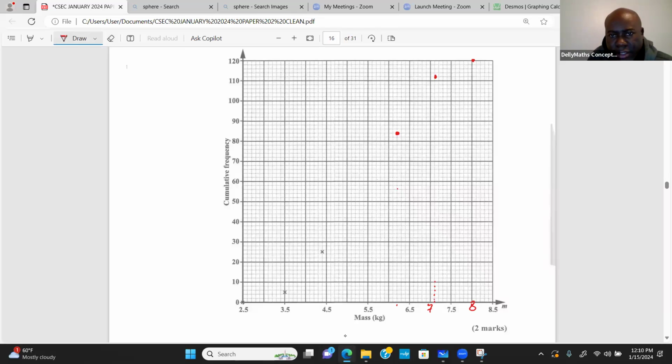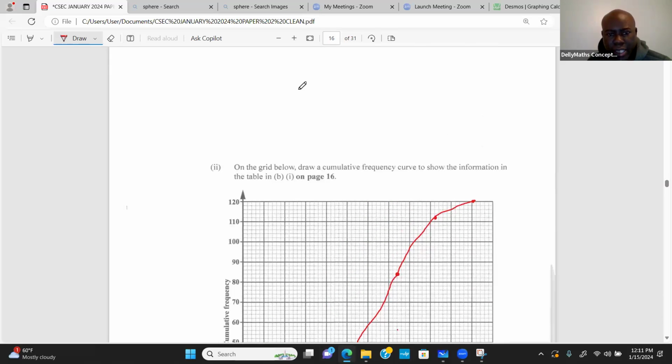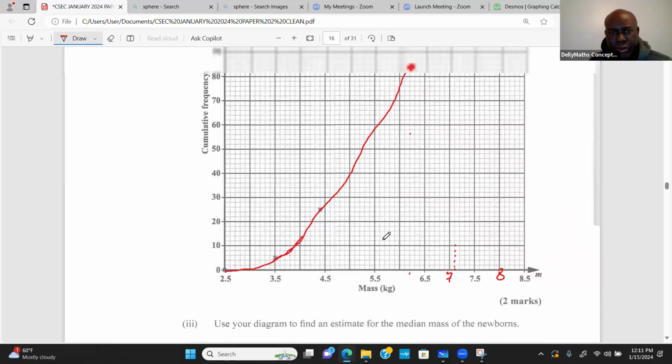All right, so we're going to try to draw this curve as best as I can with my free hands. All right, so that's basically it right there. So there is a cumulative frequency curve that we're asked to draw right there. So let's just step up the questions now. All right, so that's a cumulative frequency curve.